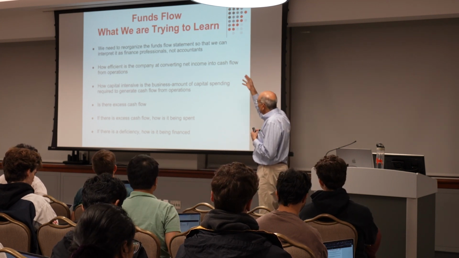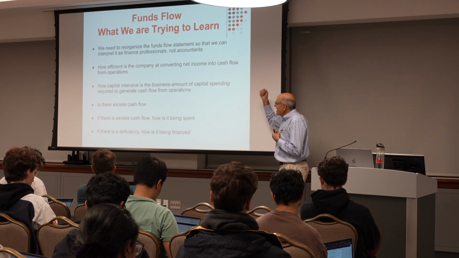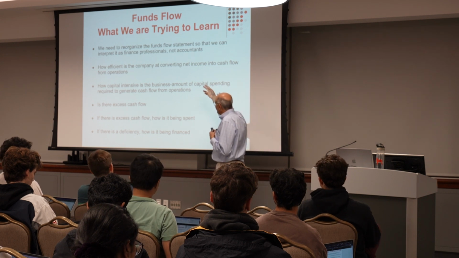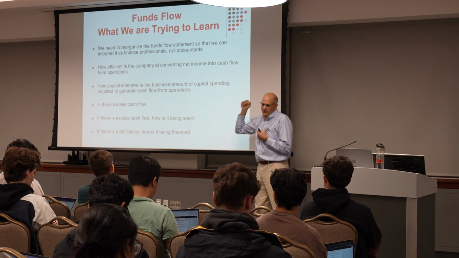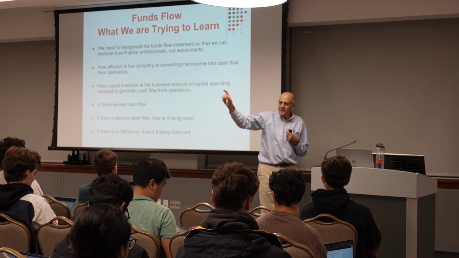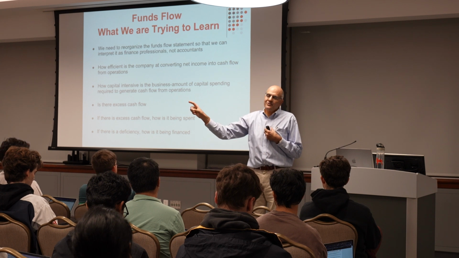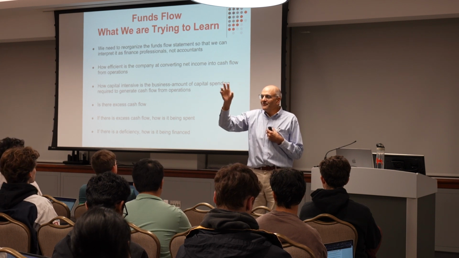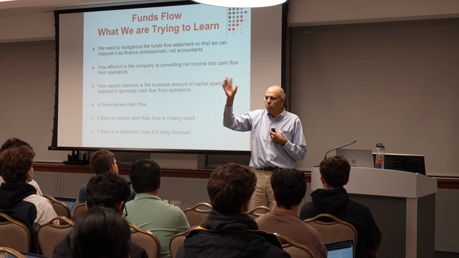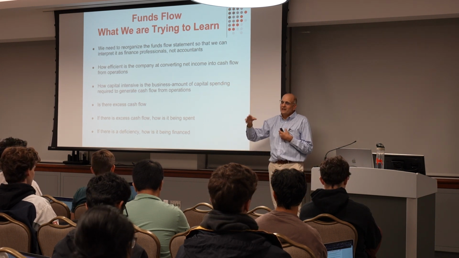What are we trying to learn? How efficient is the company at converting net income into cash flow from operations, right? So our first line item in our cash flow statement is net income, and at the bottom is going to be cash flow from operations. The difference is going to be depreciation and amortization and usually working capital trends, right? We're attracted to companies that are very efficient at converting net income into cash flow from operations, right?